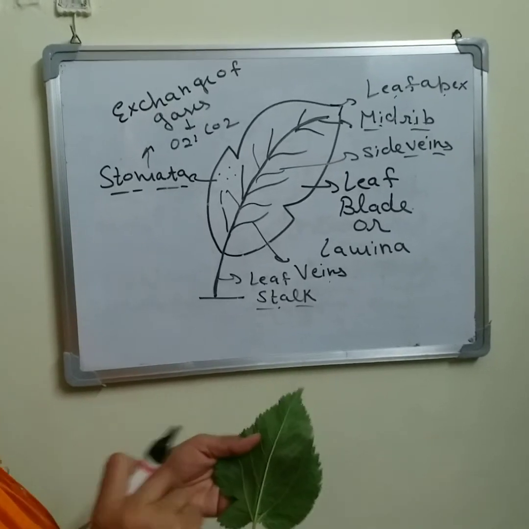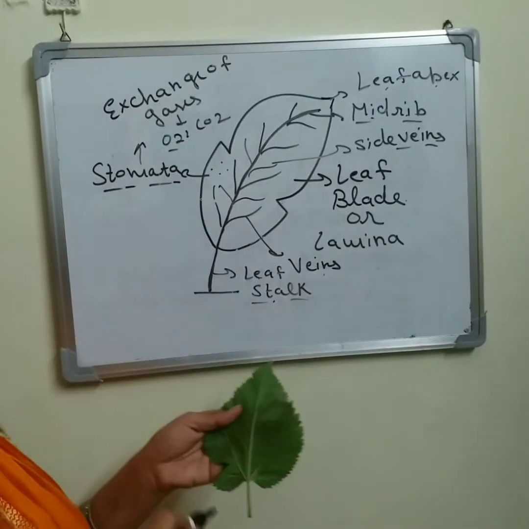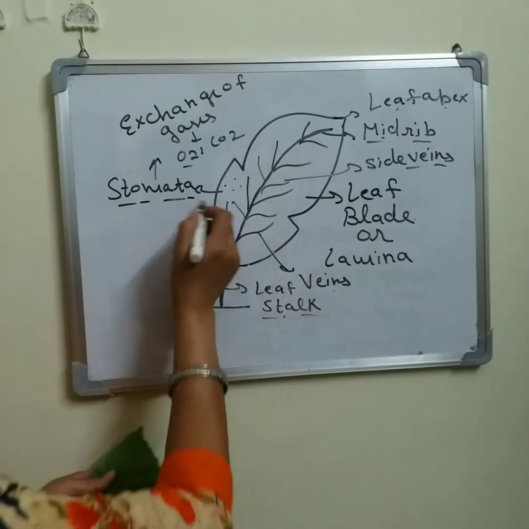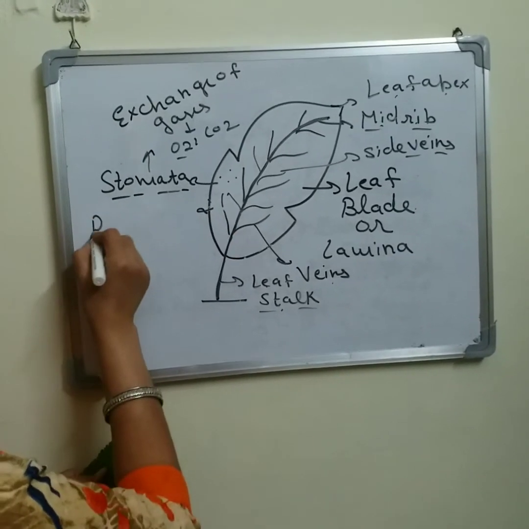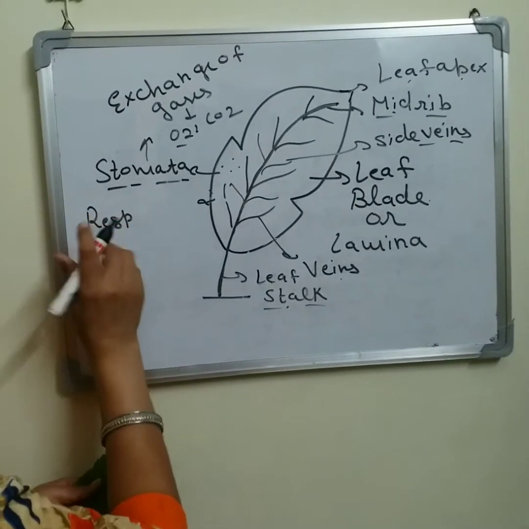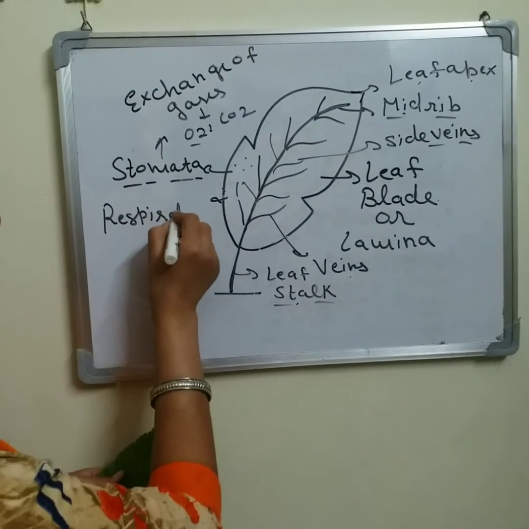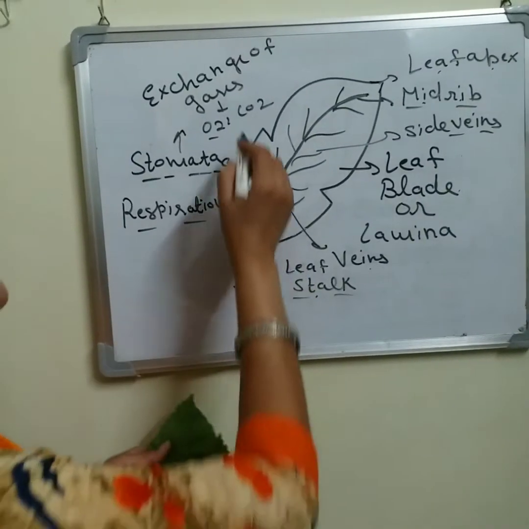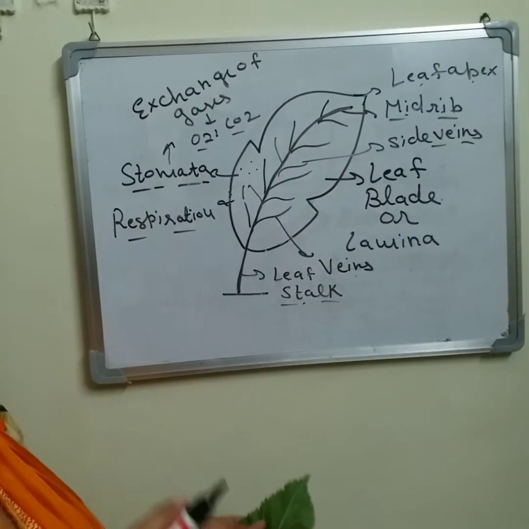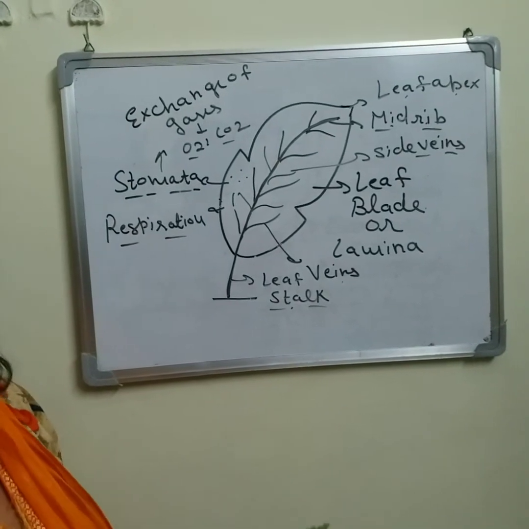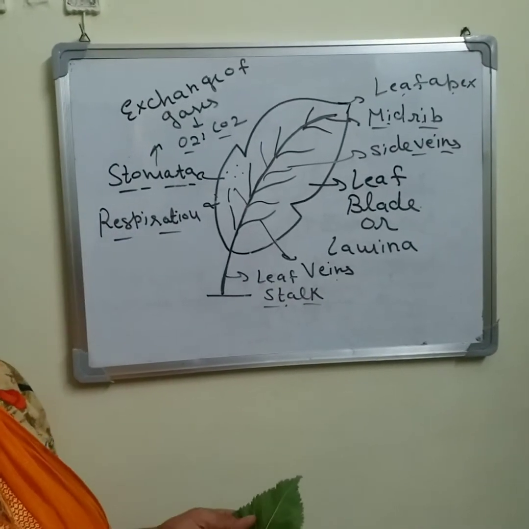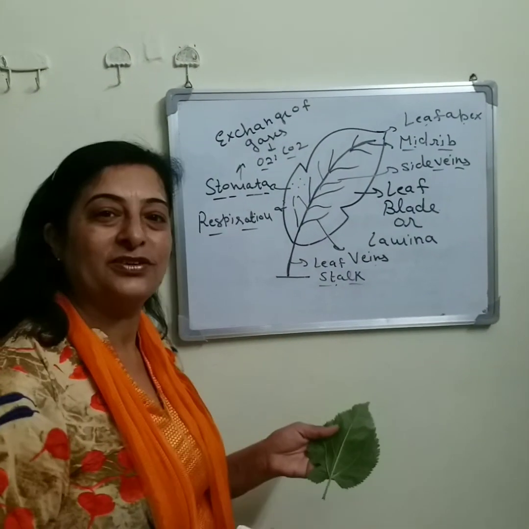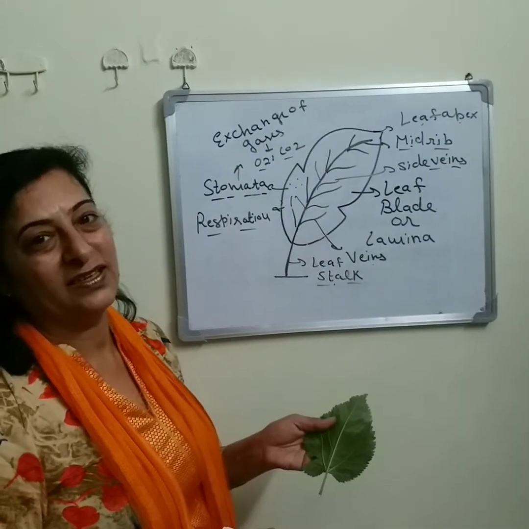Now, can you tell me why plants need oxygen gas? Yes, plants need oxygen gas for the process of respiration, or you can say breathing. And carbon dioxide gas is needed for the process of photosynthesis. So now we will discuss the process of photosynthesis in the leaf.